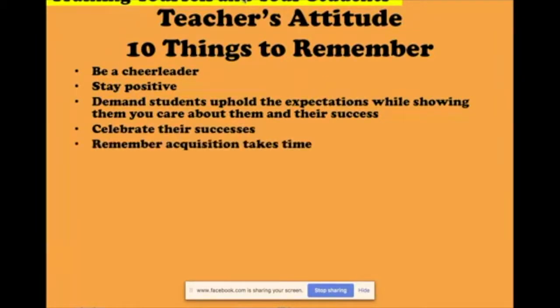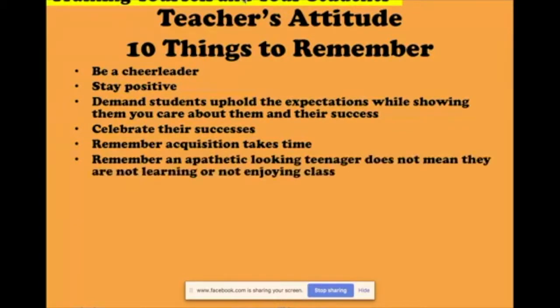Celebrate their successes. Remember, acquisition takes time. I often have to remind myself, especially working with novices, it takes time. Remember, an apathetic looking teenager does not mean they are not learning or not enjoying class. Some kids that just give you that stare the whole period, you find out they love your class and it's their favorite one of the day.